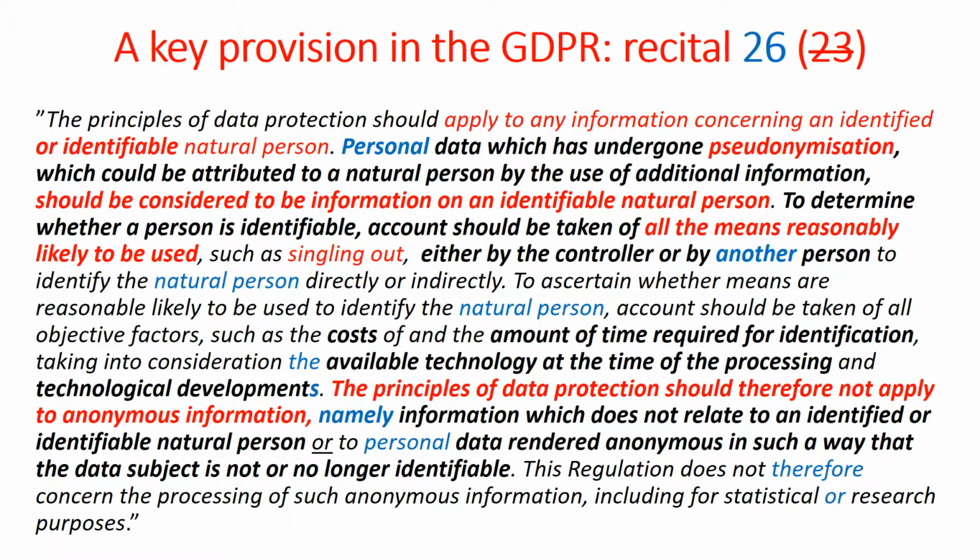Recital 26 lays down other key principles. First, that the principles of data protection should apply to any information concerning an identified or identifiable natural person. Personal data undergoing pseudonymization should be considered to be information on an identifiable natural person. To determine whether a person is identifiable, account should be taken of all the means reasonably likely to be used, such as singling out, either by the controller or by any other person. The costs and the amount of time required for identification and the available technology at the time of the processing and technological developments should be taken into account.